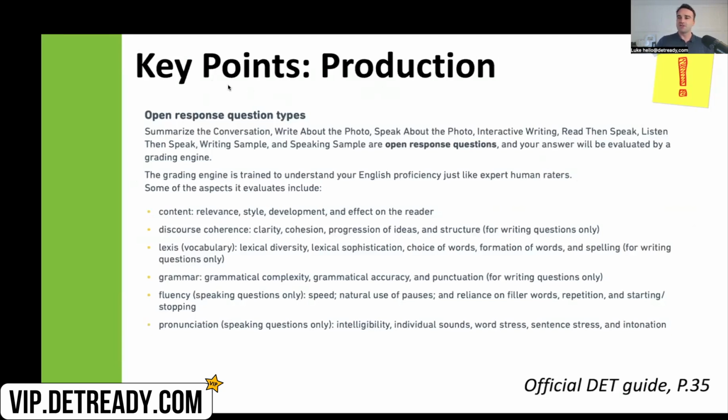You can find it on the official Duolingo test guide. Now, I hope you've all downloaded this guide. It's on the official DET website. Give me a thumbs up if you've downloaded and read this.